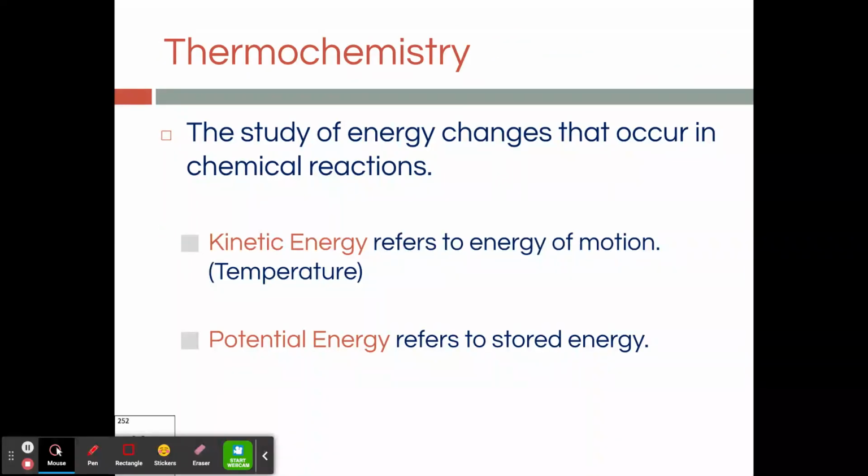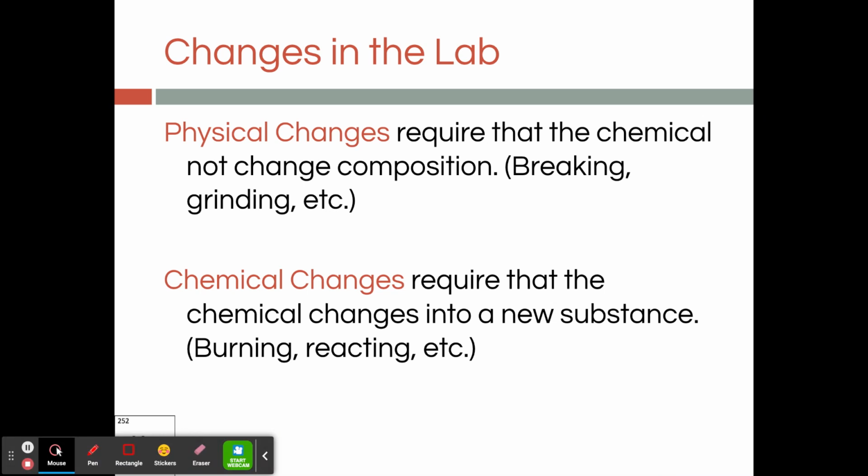What you are going to need to kind of look at is our kinetic energy and our potential energy. Kinetic energy is the energy of movement. That's going to refer to your temperature. Potential energy is going to refer to your stored energy, something that hasn't occurred yet, but it has the ability to actually perform that amount of energy. So, what we're really looking at today is going to be our physical changes and our chemical changes.